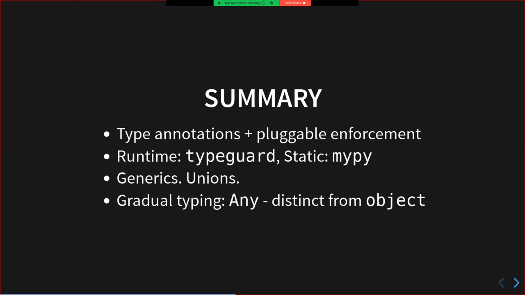So to summarize that brief introduction, we've got type annotations, but the enforcement of those annotations is pluggable. The two tools that I use are TypeGuard for runtime enforcement and MyPy for static CI time enforcement of those same annotations. We've got generics and unions, nothing special there, I think, and gradual typing, which is this Any type distinct from the object type.